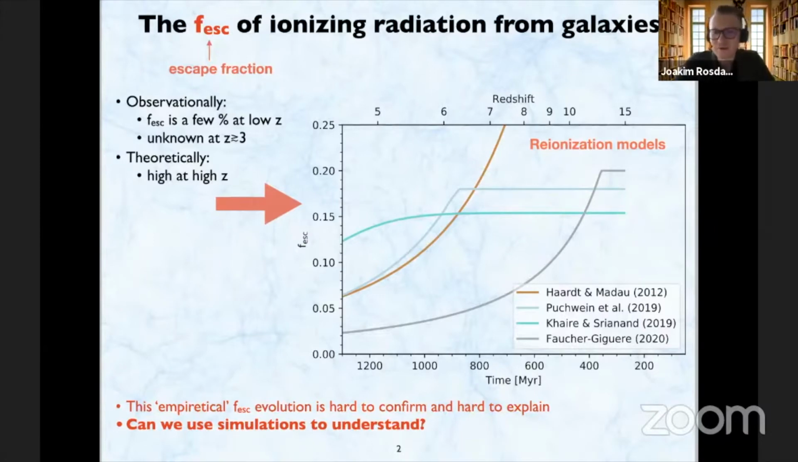Theoretical models have come up with forms of the escape fraction as a function of time that look like this. They generally tend to increase with increasing redshift to conform to these observations and reionization. So it's hard to confirm this form of the escape fraction, and it's hard to explain. So my question today is: can we use simulations to verify this form of the escape fraction and to then try to understand why this happens?